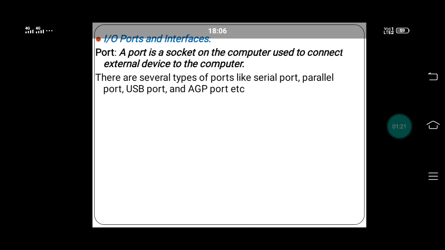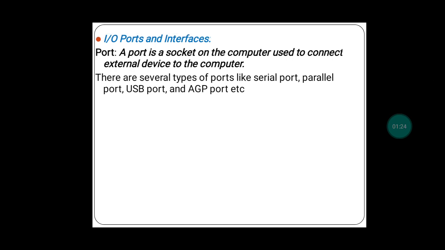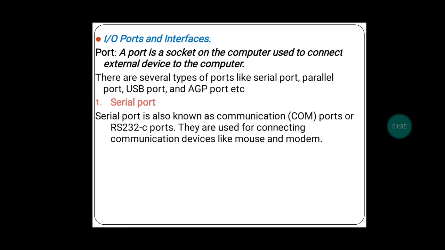And there are several types of ports, such as serial port, parallel port, USB port, AGP slot, and so more. So now we will see one by one. First one is a serial port. This port is also known as communication port or COM port. And one more name for this serial port is RS232C port. Basically, this serial port is used for connecting communication devices such as mouse and modems for the computer.